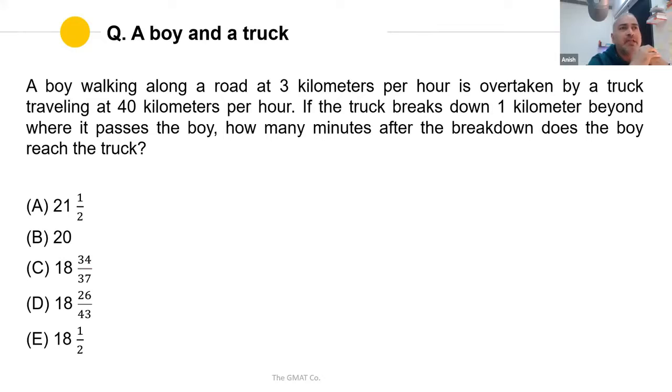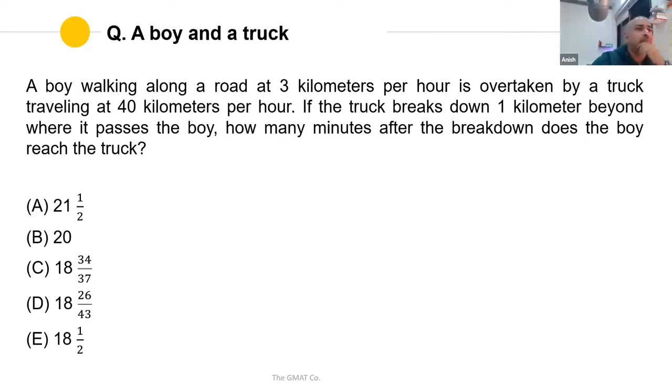How many minutes after the breakdown? What does that mean, after the breakdown? That we're not looking at time from the point when the truck passed the boy. We're looking at time from the point when the truck had already broken down. That's when the clock starts, right? Truck breaks down, the clock starts. Now, how many minutes will the boy take to reach the truck? That's what we have to figure out here.